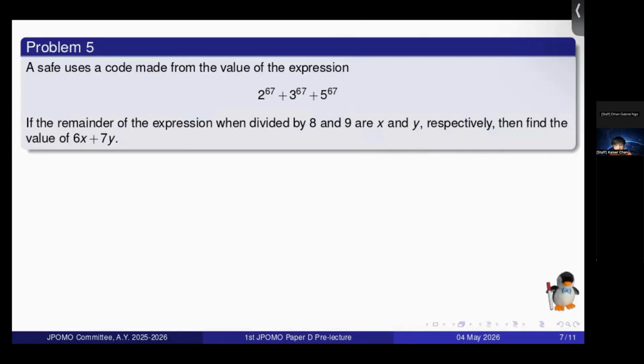So essentially, ignoring the answer extraction, we're just tasked to find the remainder of this expression when divided by 8 and 9. So what do you guys think is the first step here?